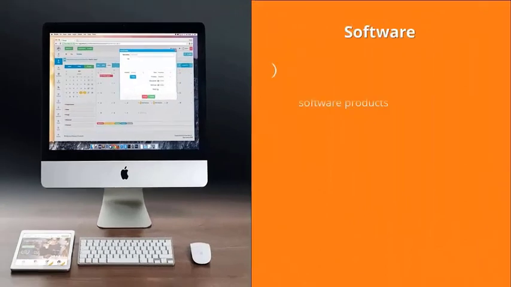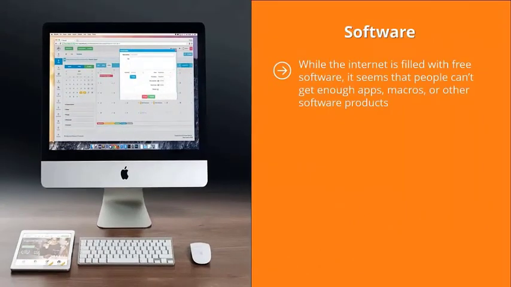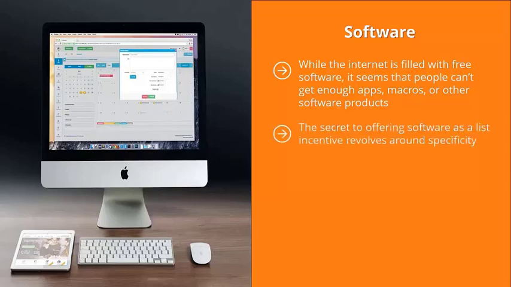These make for great mailing list incentives. Software. While the internet is filled with free software, it seems that people can't get enough apps, macros, or other software products. As long as they solve a specific problem people face, you can bet that offering this free software in exchange for emails will help you build up your mailing list fairly quickly. The secret to offering software as a list incentive revolves around specificity. The more specific the software is to a problem related to people interested in your niche, the higher the chance your squeeze page will convert.